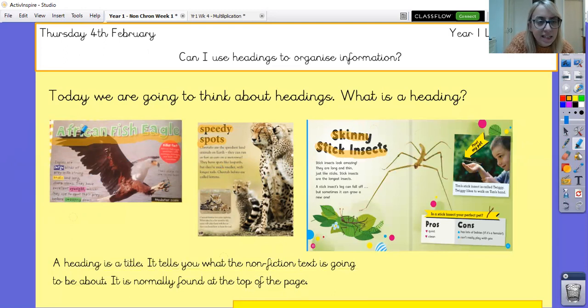Now, often headings, like we said, are at the top of the page, and they are often a bit bigger. The font, the writing, is a little bit bigger to show that it is the heading.